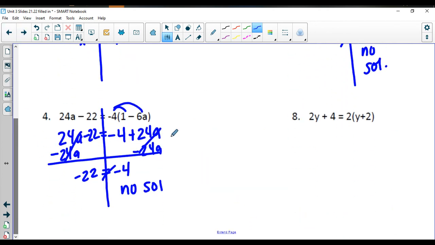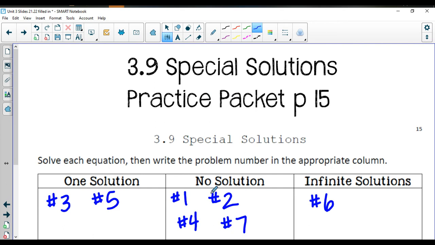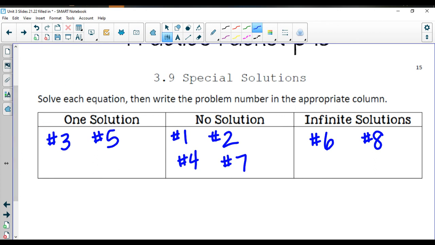And the final one, question number 8, 2y plus 4 will stay on the left side. Multiply on the right side, and I also get 2y plus 4 because these are equal to each other. Even if I canceled out those 2 y's, I am going to have infinite solutions. So for question number 8, that is an infinite solution situation. So after solving all of these are your final stats, and that wraps it up for this practice packet page.